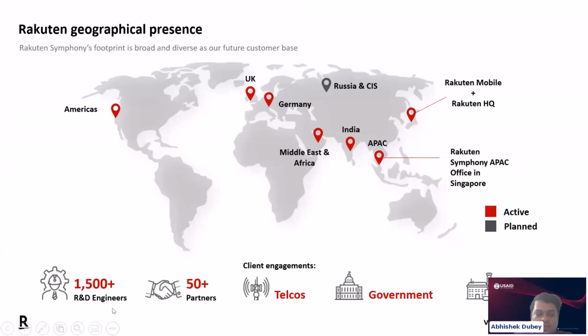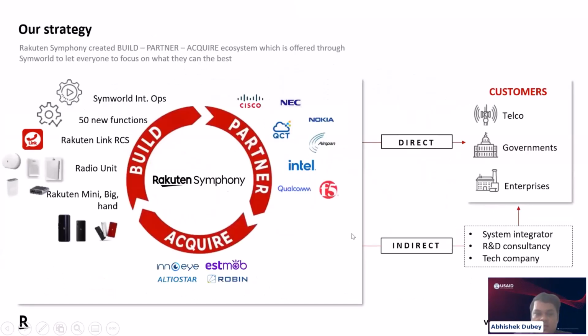We have more than 1,500 people in R&D, and obviously in sales and operations there are other numbers, and we have 15-plus partners. We engage with the telcos as well as government and enterprises for private network deployments. Our strategy is to build the product, partner with our ORAN ecosystem partners, and also acquire some of the big companies to build our portfolio.